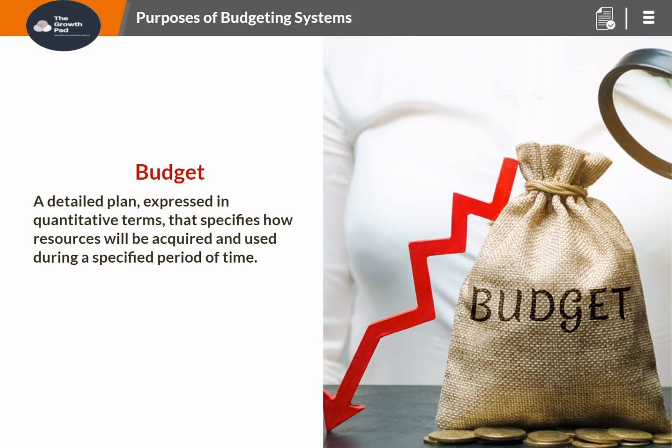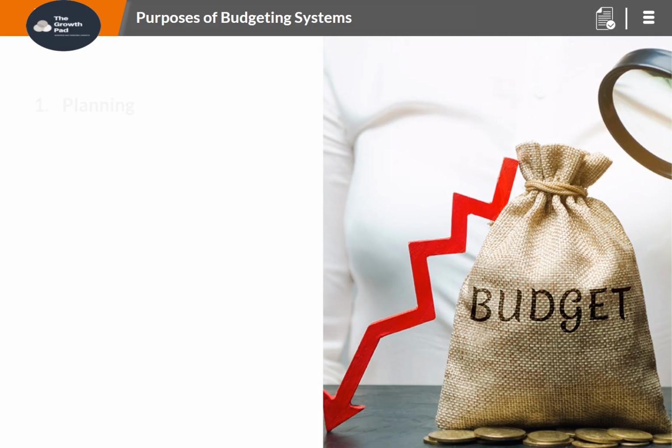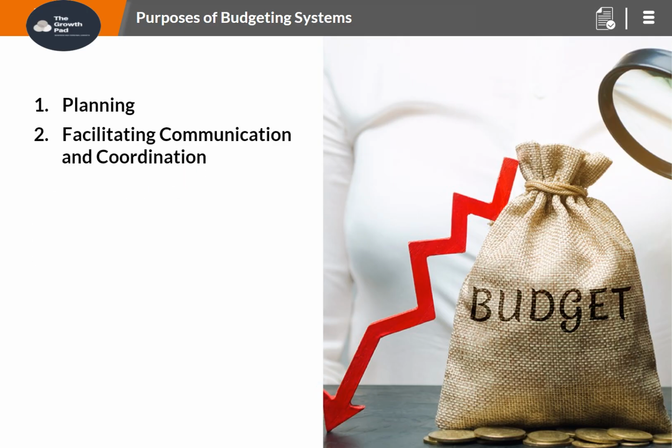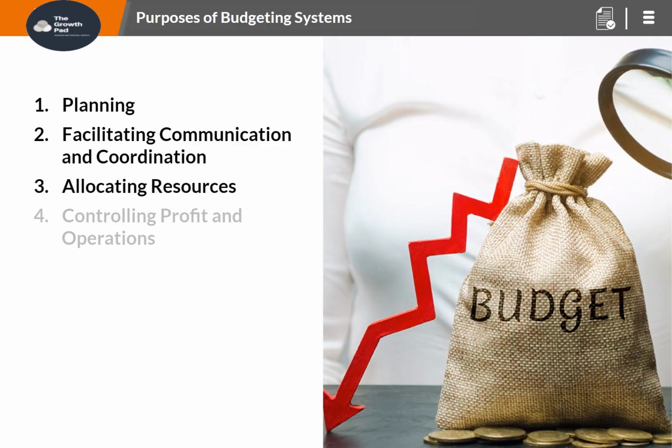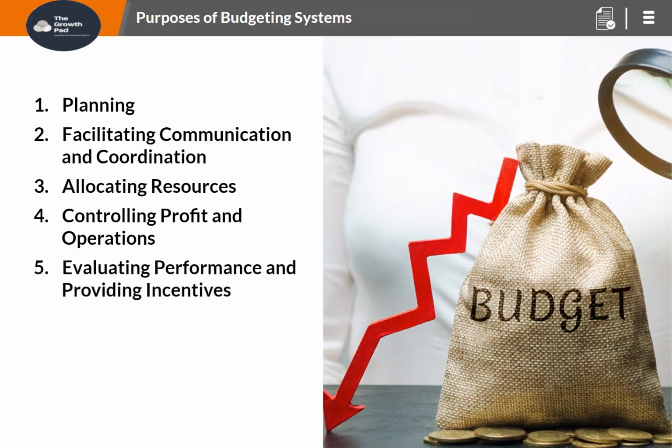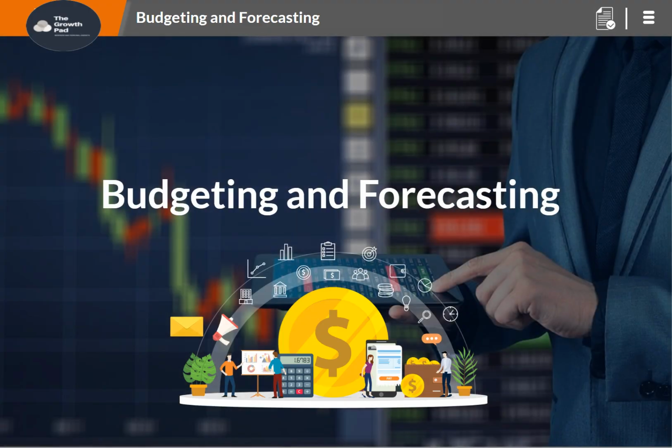Budgeting systems have 5 primary purposes: 1. Planning, 2. Facilitating communication and coordination, 3. Allocating resources, 4. Controlling profit and operations, and 5. Evaluating performance and providing incentives. Let's understand budgeting and forecasting.